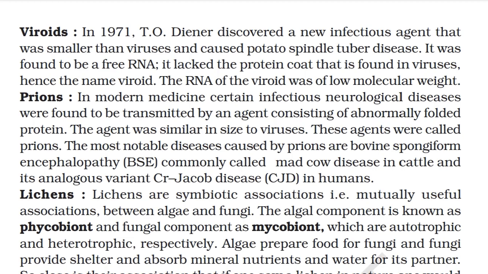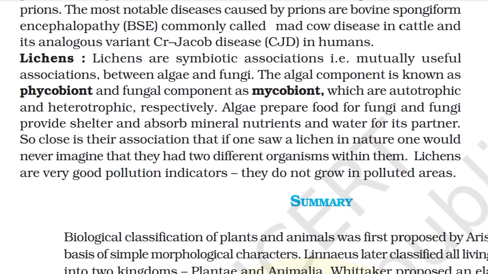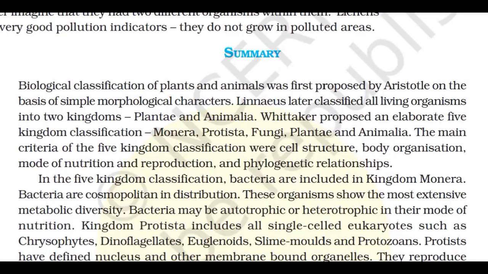Lichens. Lichens are symbiotic associations, that is, mutually useful associations between algae and fungi. The algal component is known as phycobiont and the fungal component is mycobiont, which are autotrophic and heterotrophic respectively. Algae prepare food for fungi, and fungi provide shelter and absorb mineral nutrients and water for its partner. So close is their interaction that if one saw a lichen in nature, one would never imagine that they had two different organisms within them. Lichens are very good pollution indicators. They do not grow in populated areas.